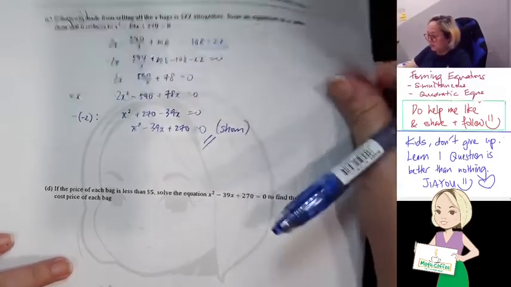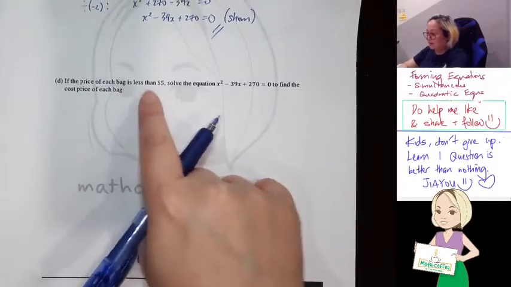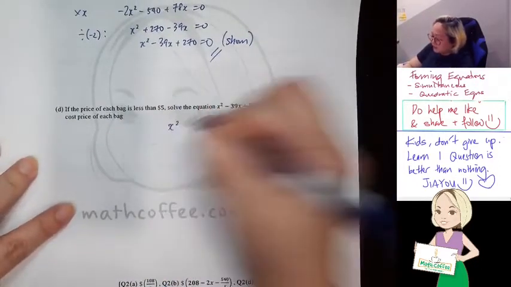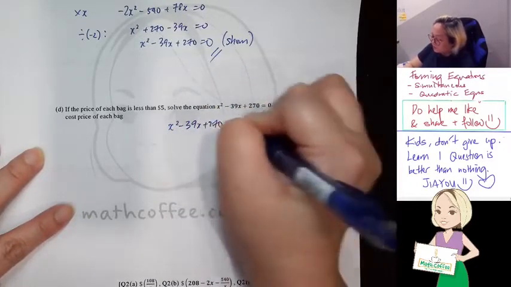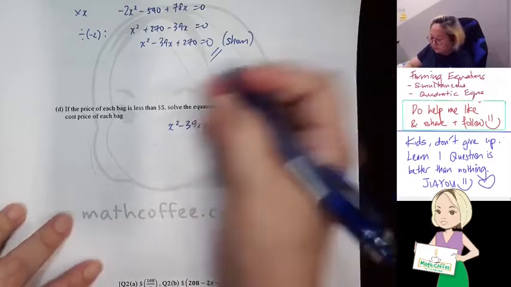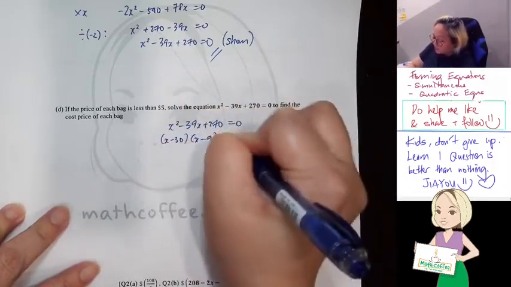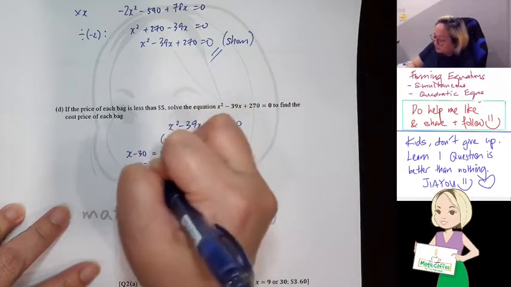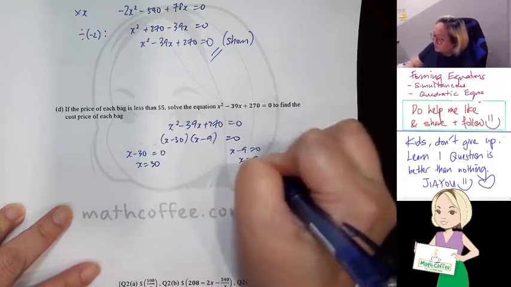Then they say, if the price of each bag is less than $5, solve the equation. So now I'm going to solve it. x squared minus 39x plus 270 equals to 0. Factorize it. I have (x minus 30)(x minus 9) equals to 0. x minus 30 equals to 0, which is x equals to 30. x minus 9 equals to 0, which is x equals to 9.